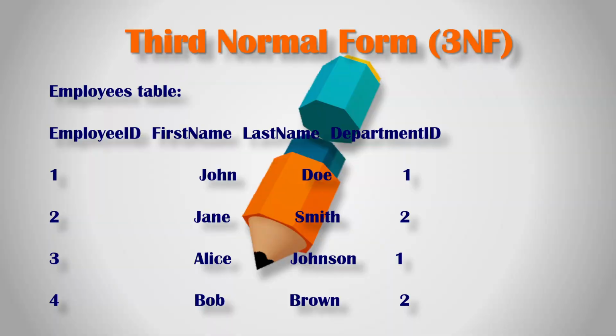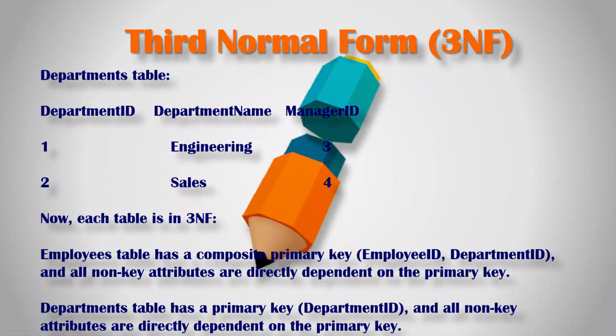Employees table. Employee ID, first name, last name, department ID. 1, John Doe, 1. 2, Jane Smith, 2. 3, Alice Johnson, 1. 4, Bob Brown, 2. Departments table. Department ID, department name, manager ID. 1, Engineering, 3. 2, Sales, 4.